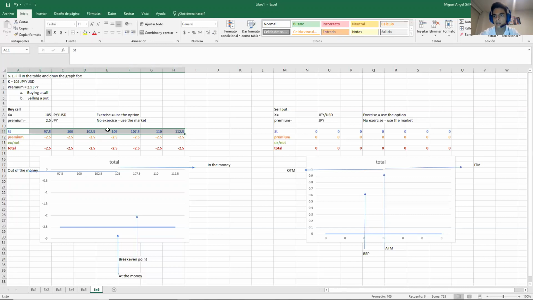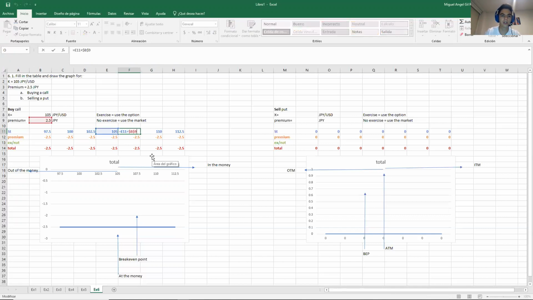For buying a call, the first line of the table are the assumed spots. Remember, this is just something that you can do. You can do any numbers, but my suggestion is that you start with the strike in the middle and then add up the premium. That's what I am literally doing here with the formula, adding up the premium 2 or 3 times to the right and subtracting the premium 2 or 3 times to the left. So that's basically this first line. It's very simple.